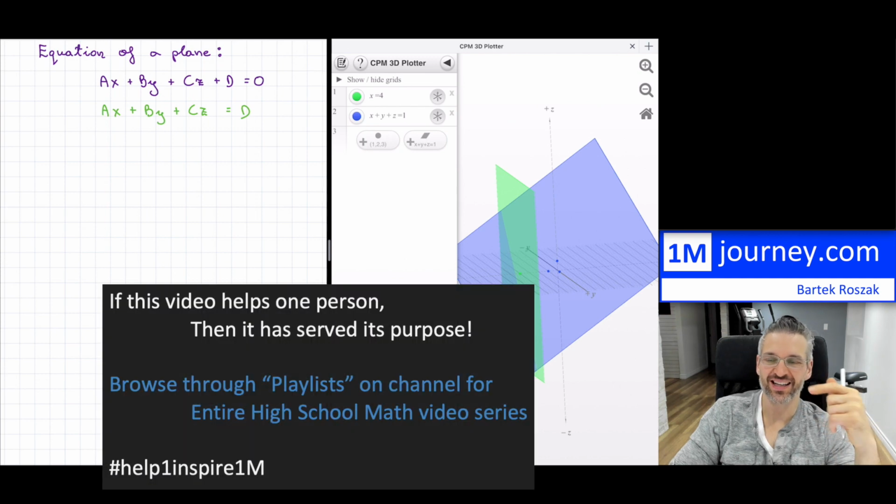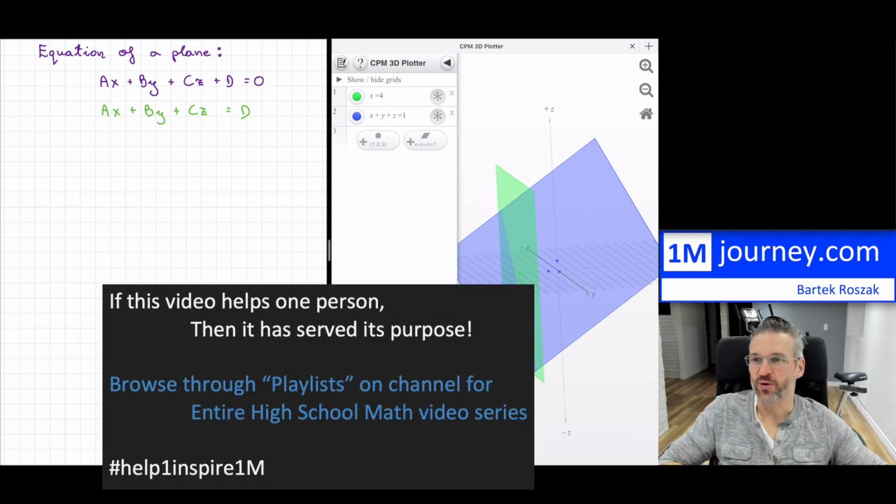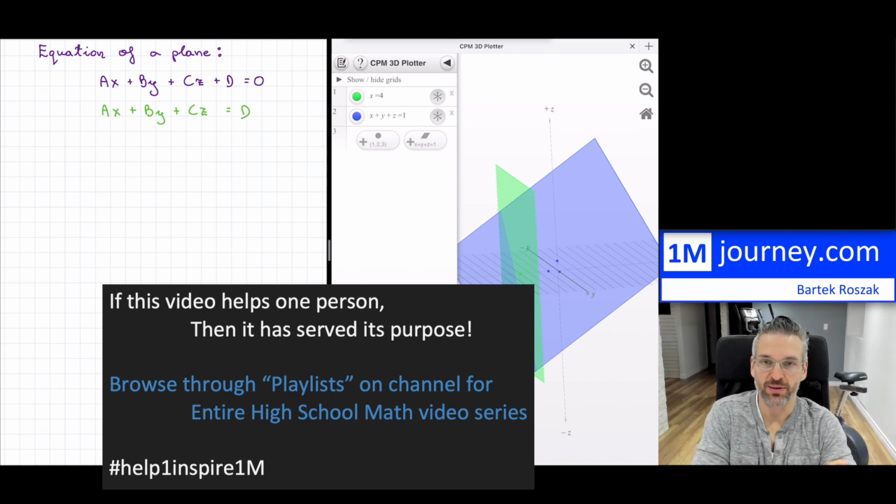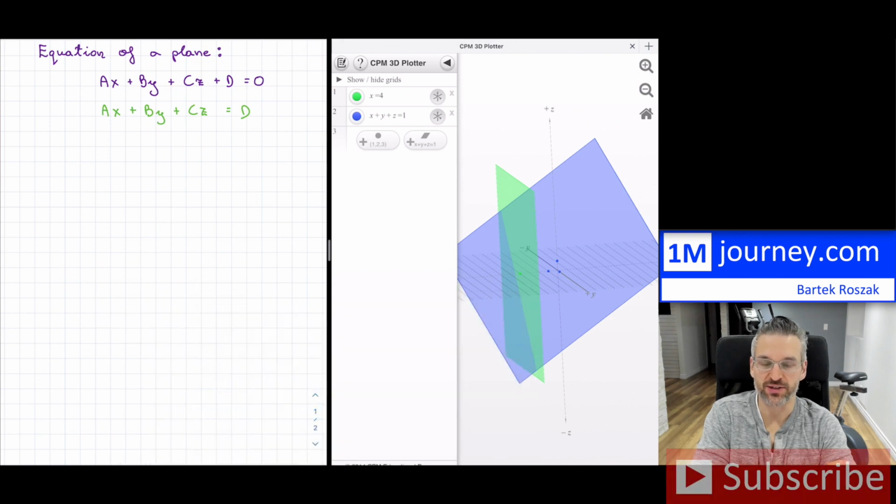Welcome in. So, equations of a plane. There are different ways of representing a plane in 3 dimensions.